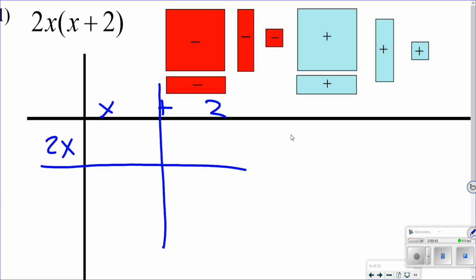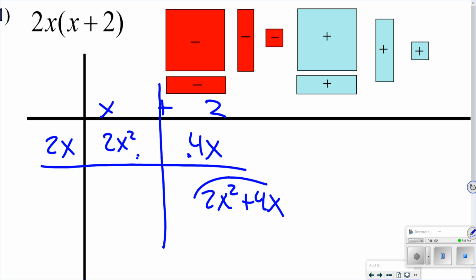Well, to figure out what goes in this box right here, we're going to take the 2x and times it by the x. That'd give me 2x squared. Over here in this box, we're going to take the 2x and times it by the 2, which should give me 4x. That's my answer. It comes out to be 2x squared plus 4x.